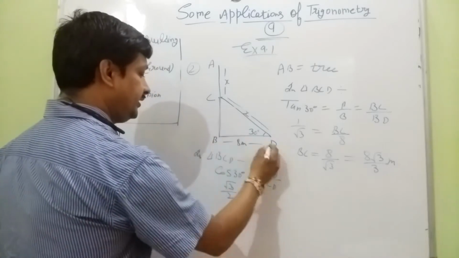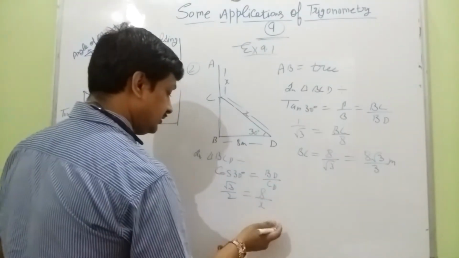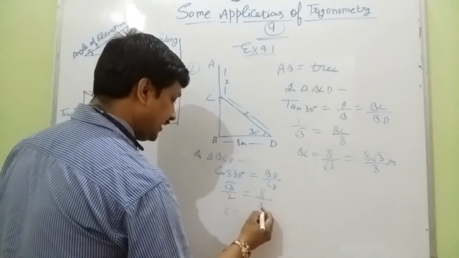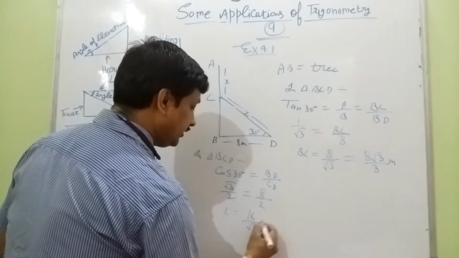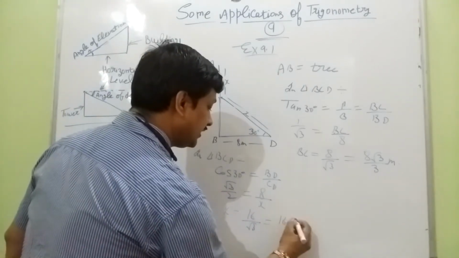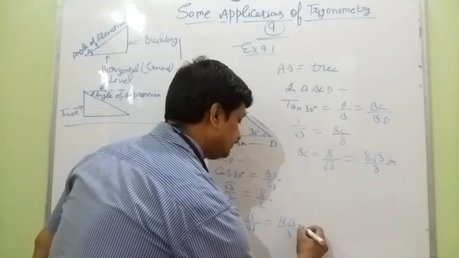And what is BD? It is 8. And what is CD? It is x. So just cross multiply, you will get x equal to 16 upon root 3. When you rationalize it, you will get 16 root 3 upon 3 meter.